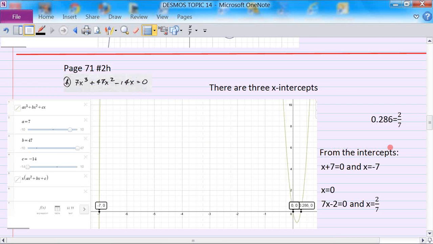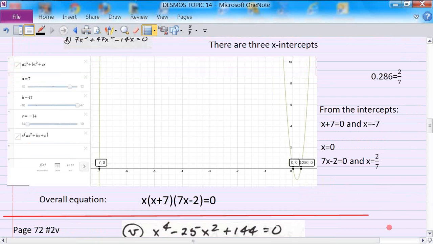So from the intercepts, you have x plus 7 equals 0. That's this one here. That would give you x equal to minus 7 right here. You've got x equal to 0 and 7x minus 2 equals 0. X equals 2/7. So if you set this all up into one equation, you get the overall equation here.